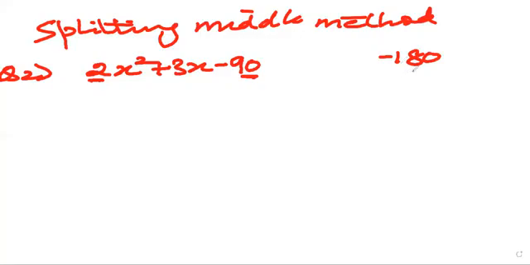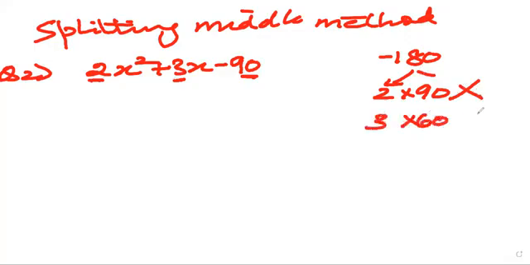Now children, let's do it. So the first factor is 2 into 90. It will not make 3. 90 plus 2, 92. 90 minus 2, 88. So it will not work out. Now let's check another one. 3 into 60. Again, it will not make. So you have to keep on trying. Now, children, when you reach 12 and 15, just see, 12 into 15 is 180. And if you subtract 12 from 15, you will get 3.